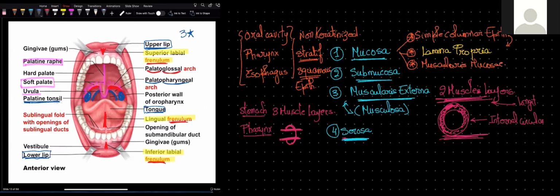So when you are studying the diagram, start again with the upper lip, lower lip and the tongue. Then move on to the frenulae: superior labial frenulum, inferior labial frenulum, and the lingual frenulum. Then look at the palate. Check the hard palate, check the palatine raphe, then check the soft palate and the uvula.